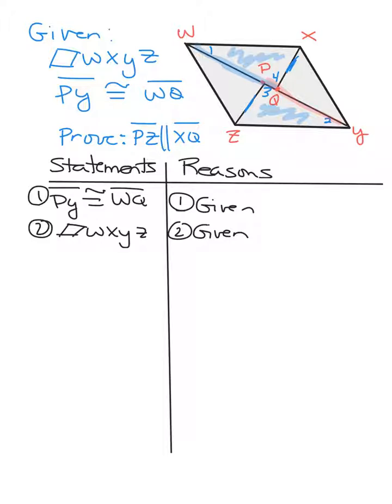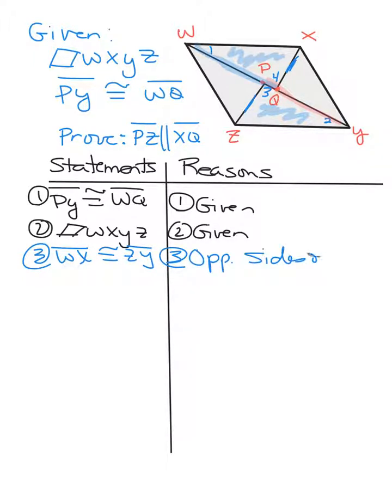I know that I have a parallelogram, so I need to figure out what properties I can use. Now again, focusing on that triangle. I can say that segment WX is congruent to segment ZY, and that is because opposite sides of a parallelogram are congruent. I'll mark my diagram, so I have this piece is congruent to this piece.